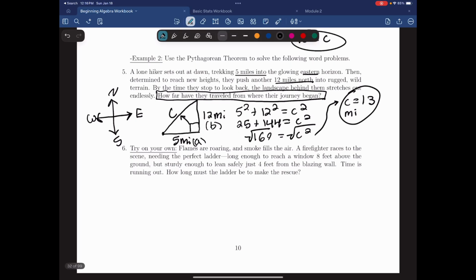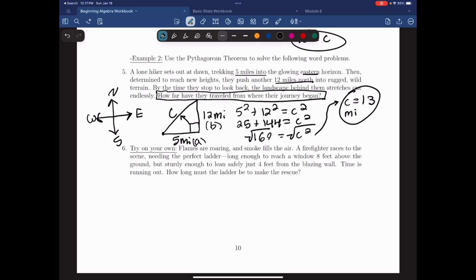Alrighty. So for this last example, I encourage you to pause the video and try this one completely on your own. And assuming you have given it a go, let's go through it. So we have flames are roaring and smoke fills the air. A firefighter races to the scene, needing the perfect ladder, long enough to reach a window 8 feet above the ground, but sturdy enough to lean safely just 4 feet from the blazing wall. Time is running out. How long must the ladder be to make the rescue?